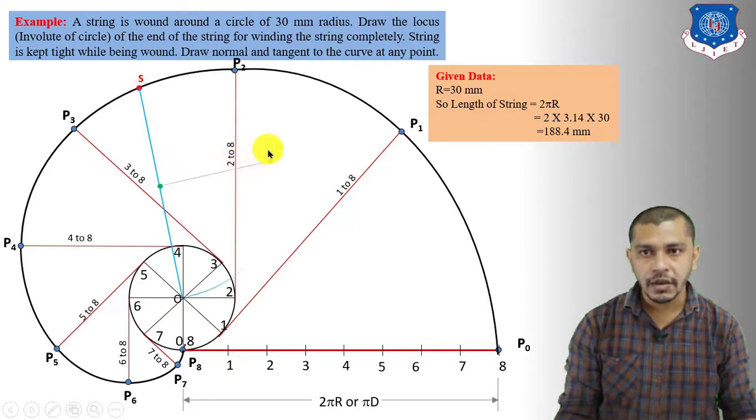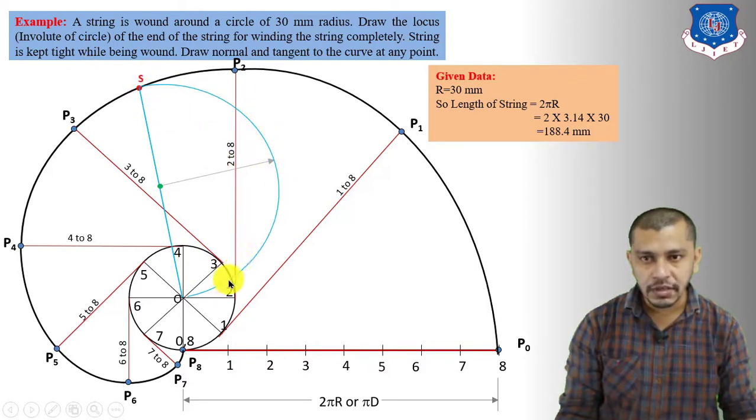Draw a semicircle or circle, or draw an arc. Mark the intersection point of this arc with the circle. So this arc intersects the circle over here. Mark this point, let us say point N.